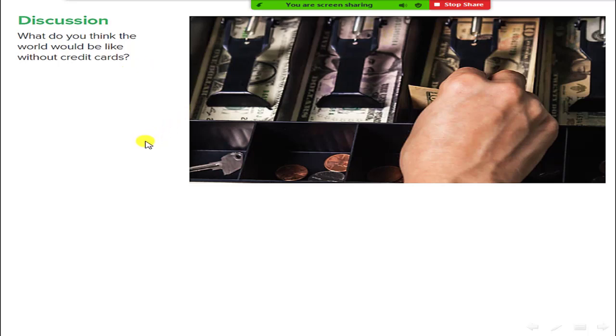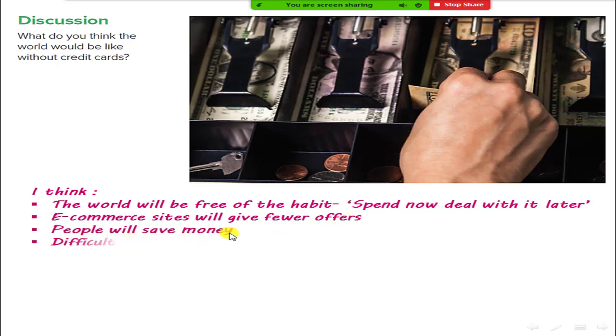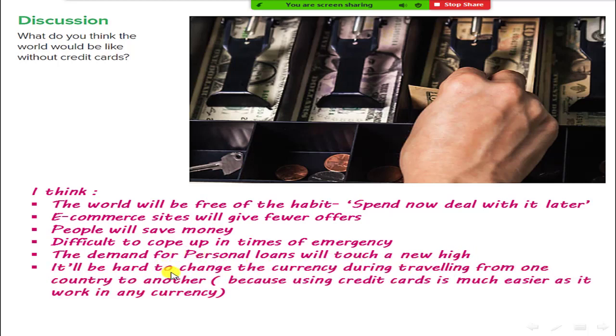Okay guys, here is another answer. Thank you, Ayman. And this is another opinion. I think the world will be free of the habit of spend now, deal with it later. E-commerce sites will give fewer offers. People will save money, but it will be difficult to cope in times of emergency. The demand for personal loans will touch a new high. It will be hard to change currency when traveling from one country to another, because using a credit card is much easier as it works in any currency.